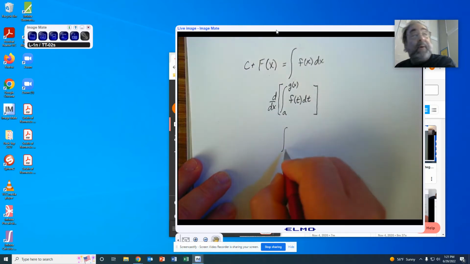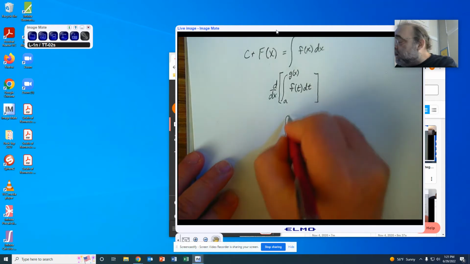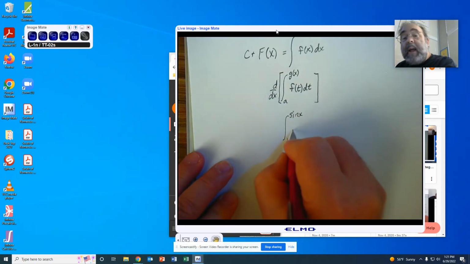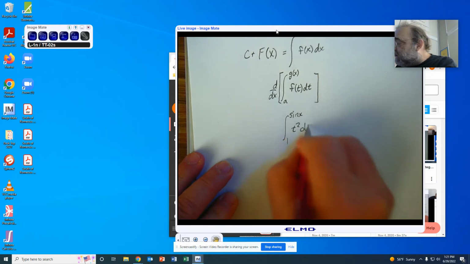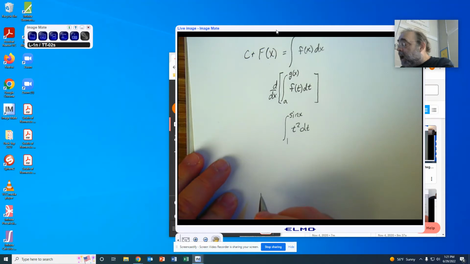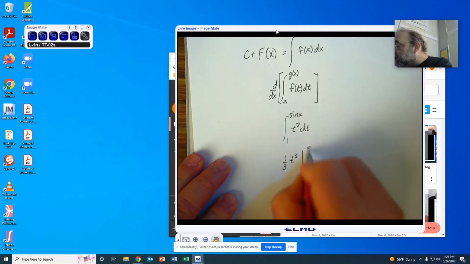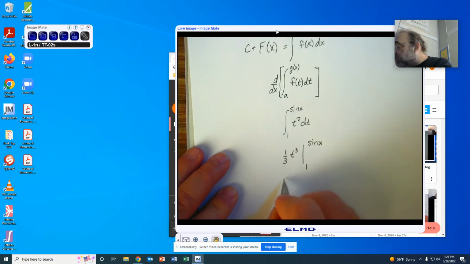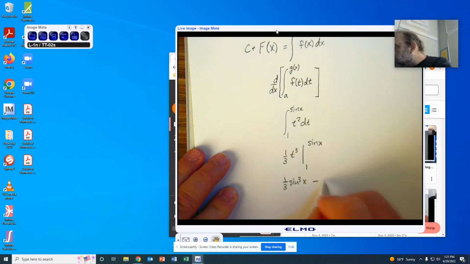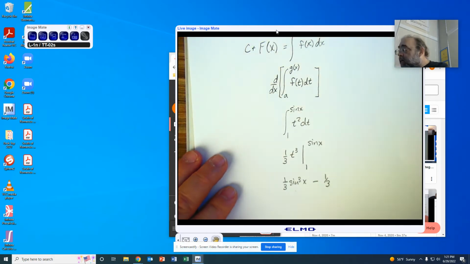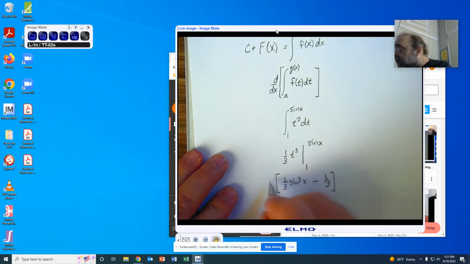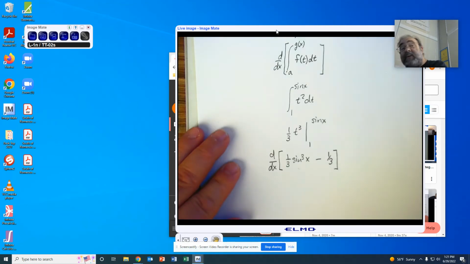Let's say that I have the integral from 1 to sine of x of t squared dt, and I want to integrate this. So let's just take a moment and integrate. We are definitely going to get 1/3 t cubed from 1 to sine of x, which would give me 1/3 sine cubed x minus 1/3.